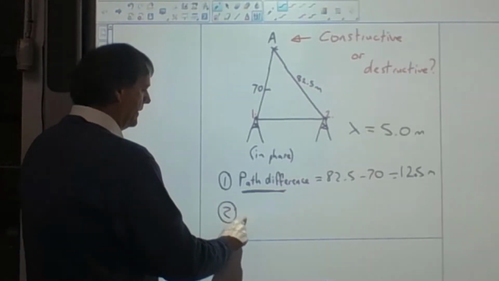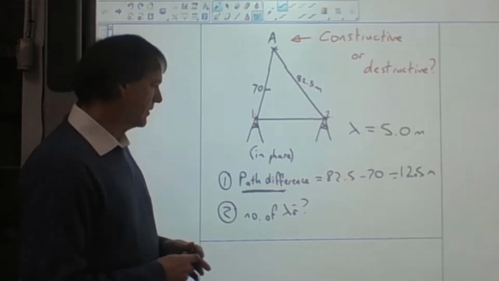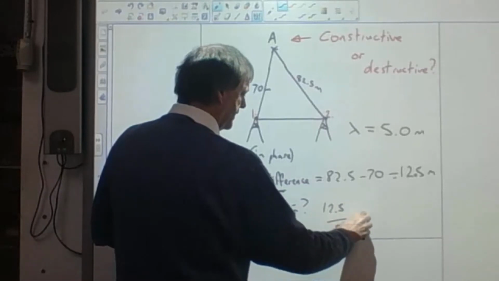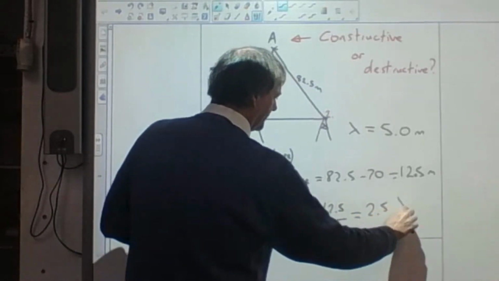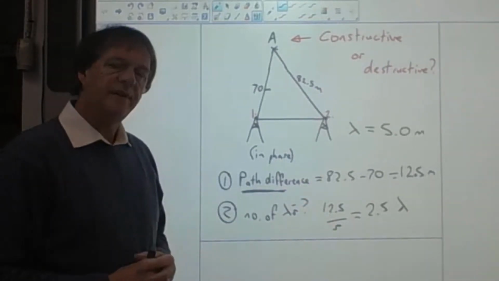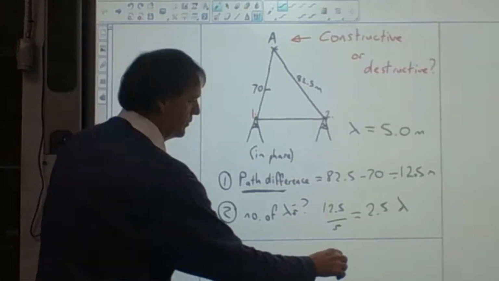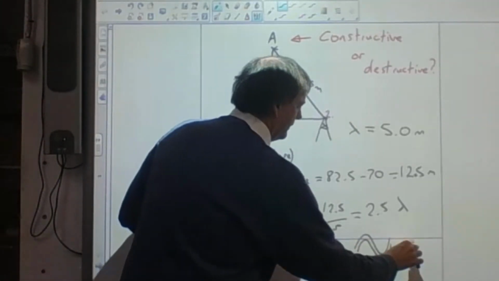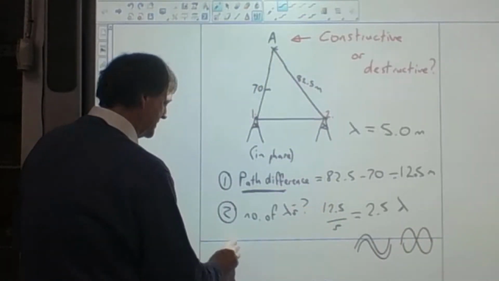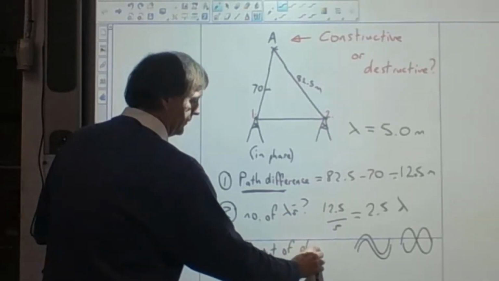Having done that, you need to work out how many wavelengths that is worth. So 12.5 metres, how many waves is that worth? Each wave is worth 5, so 12.5 divided by 5 gives you 2.5 wavelengths. Now you know the number of wavelengths, you can make a decision on whether this is constructive or destructive interference. If it's whole numbers of wavelengths, it's going to be constructive because they'll arrive and match up like this. But if they arrive a half out like that, you're going to get destructive. So in this case, it's an out of phase arrival, so it's destructive interference.